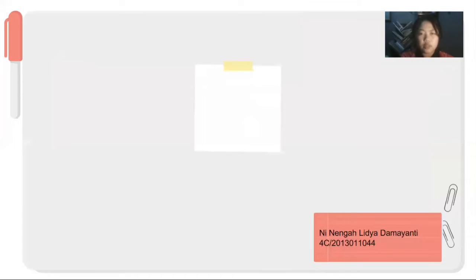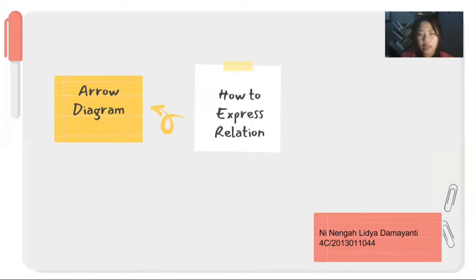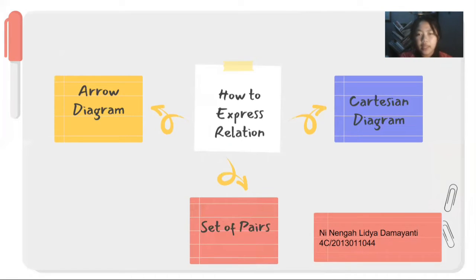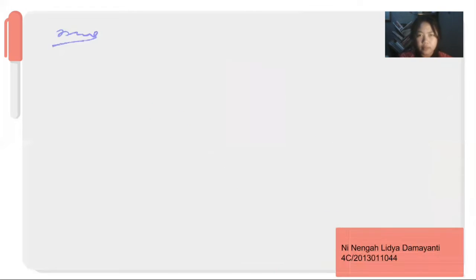Okay, next we will talk about how to express relation. To express relation, there are three ways, namely arrow diagram, Cartesian diagram, and set of pairs. Okay, let me make an example that R is a relation square number. So to express this relation, we can use the three ways.